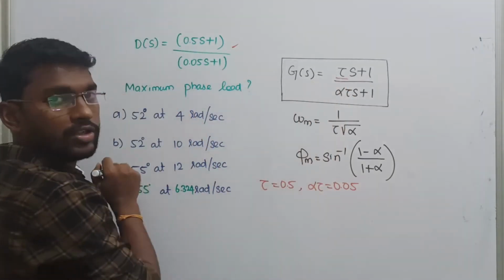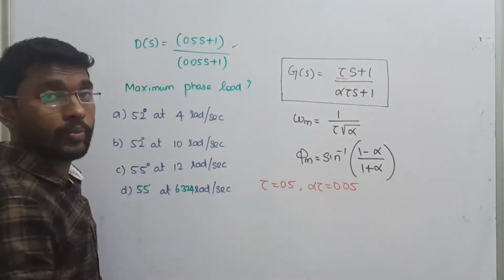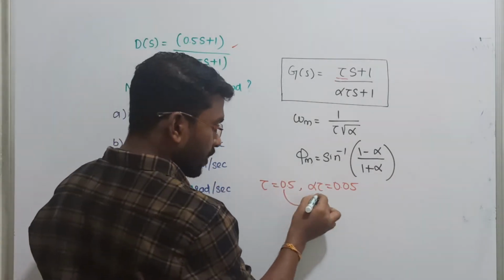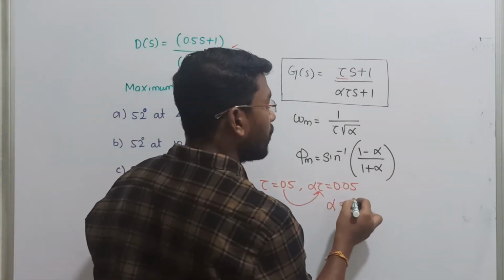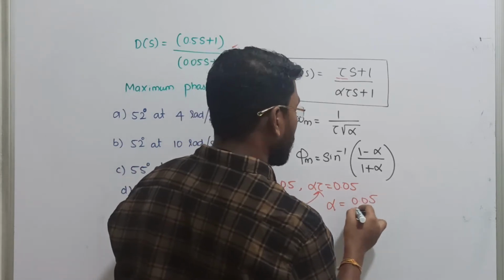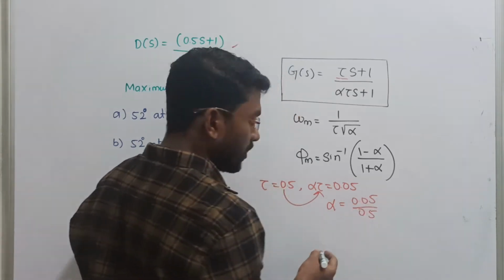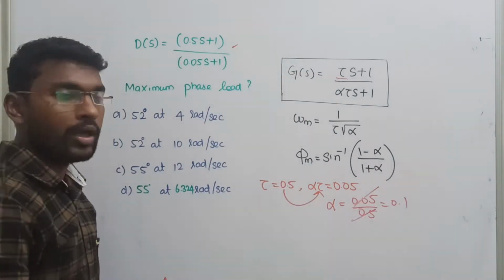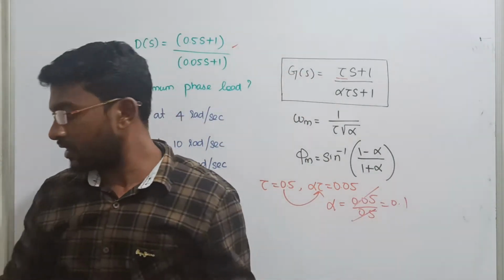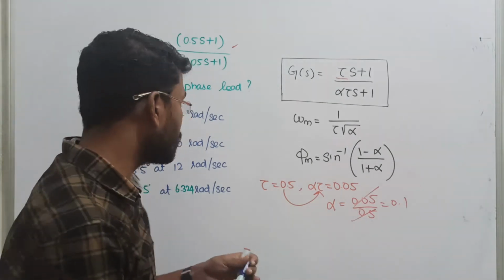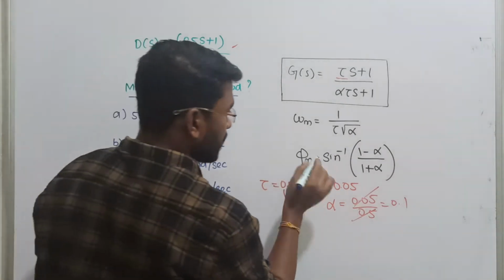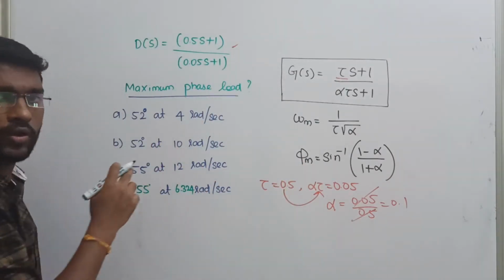Now I am comparing. Tau should be equal to 0.5, and alpha tau equals 0.05, such that the value of tau is 0.5. If you substitute, the value of alpha will become 0.05 upon 0.5, which is 0.1. So I can say the value of alpha is going to be 0.1. What are we going to do next? We have to calculate the value of... Anyway, the question asks for the maximum phase lead, phi, and the corresponding frequency as well.